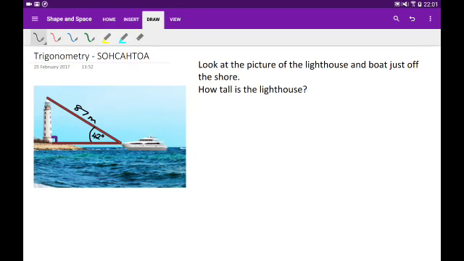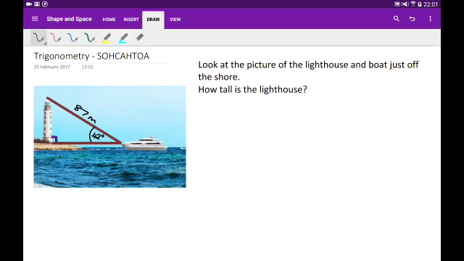Okay, today we're going to look at trigonometry in a right angle triangle, and for that we need to use the three formulae from SOHCAHTOA. Remember, SOHCAHTOA is a word we use to help us remember the three formulae. If we look at our picture, we've got a boat just offshore looking towards a lighthouse. The question is, how tall is the lighthouse?